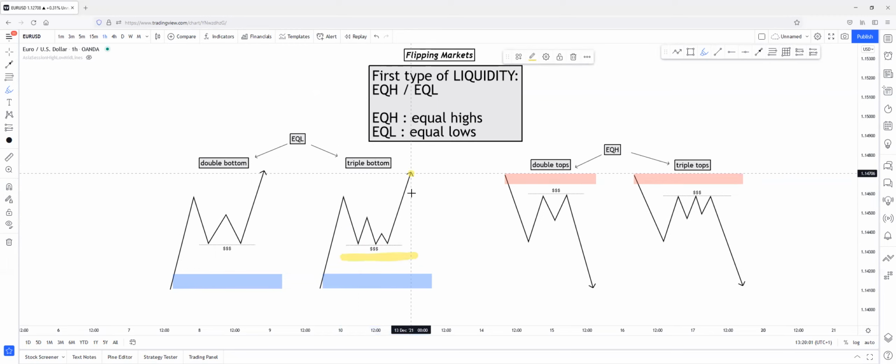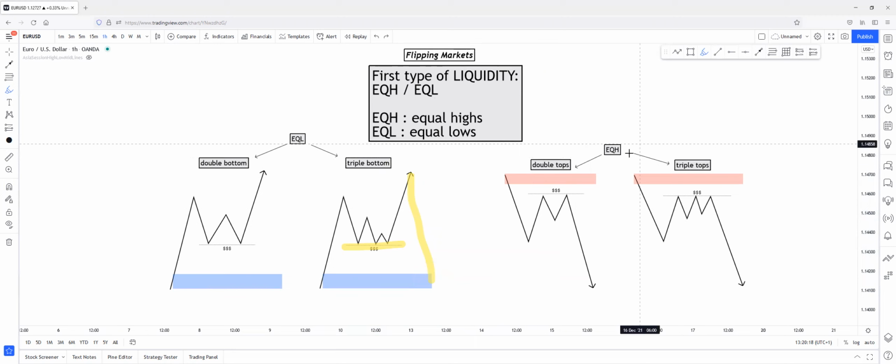So the market will need to sweep all of those trillions and trillions of dollars in stop losses in order to continue the overall trend, which is bullish in this case. So after the liquidity sweep, price will tap into this zone. And after the sweep and the tap, you can easily hop in a trade.